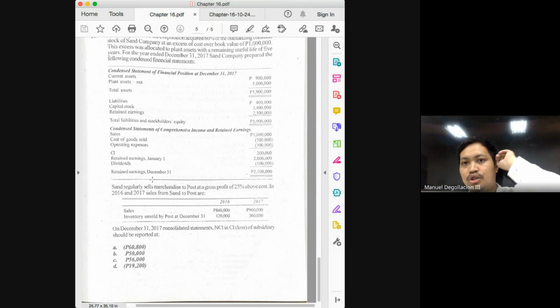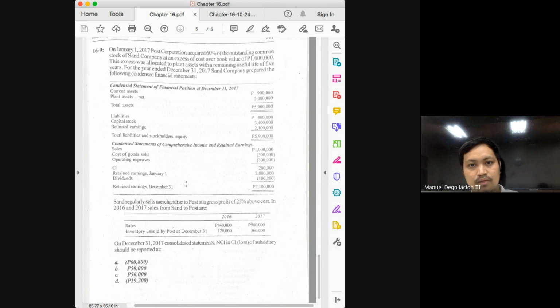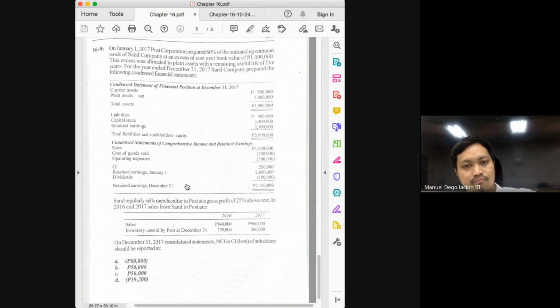Let's start our discussion with problem 16-9. In problem 16-9, the question is the NCI in the comprehensive income or loss of the subsidiary. Stated differently, class, you're asked for the share of the NCI in the income or loss of the subsidiary.